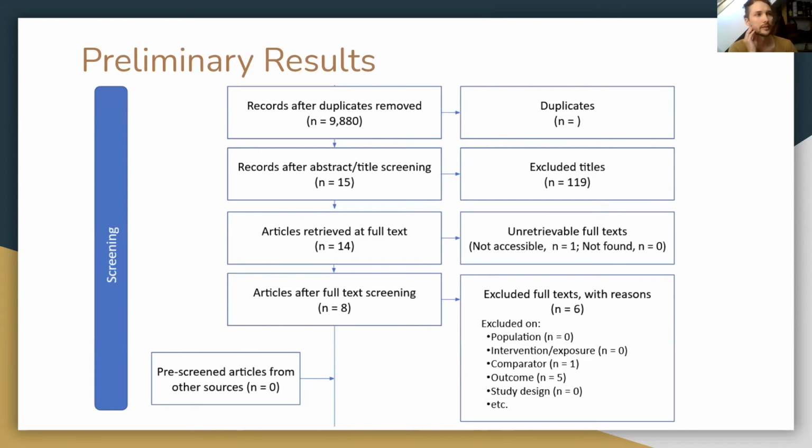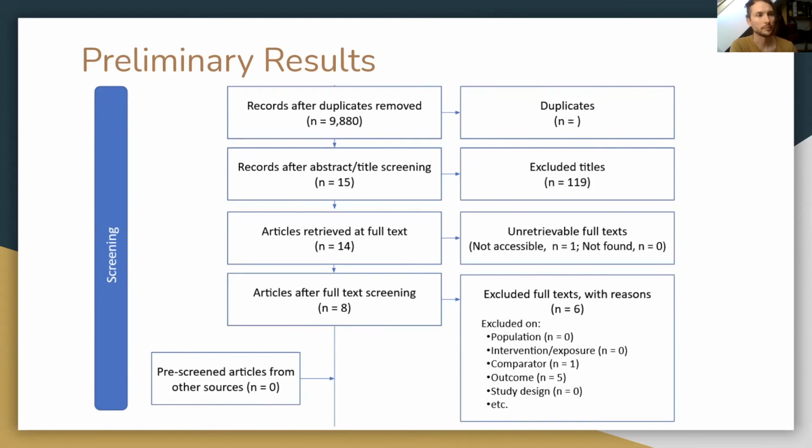Of these 119, we found 15 that were suitable. After the abstract and title screening, we could retrieve 14 of them as full text. And after the full text screening, we still had 8 articles remaining.